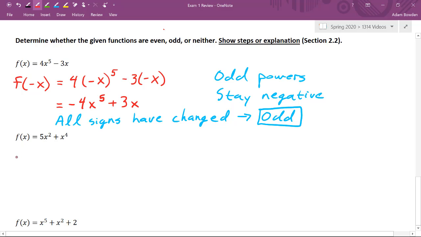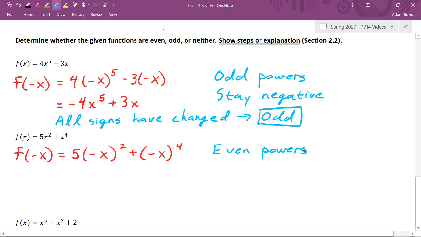Now if we look at this next one down here and we try f of negative x, we'd have 5 times negative x raised to the second plus negative x raised to the fourth. And the thing to know here is that we're now dealing with even numbers for the powers, power of 2 and power of 4, and so those always will go positive as a result. So if there's a negative, it's going to change to be positive. So here we're going to have still positive 5x squared and positive x to the fourth.